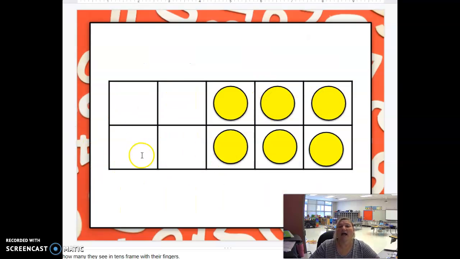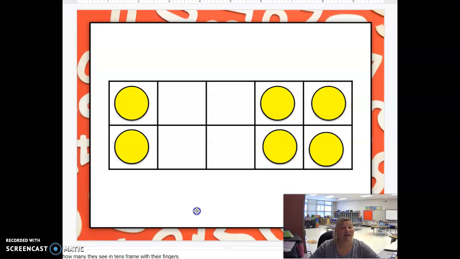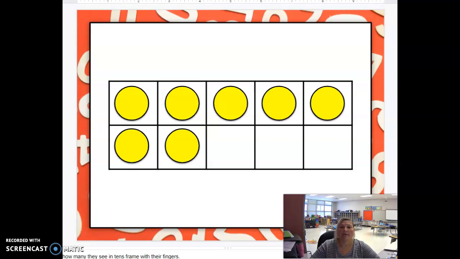All right, how many items do you see in this tens frame? That's right, there's 6. How many do you see now? That's right, there's 6. 1, 2, 3, 4, 5, 6. How many do you see now? Let's count them. 1, 2, 3, 4, 5. There's 5. Wow, what about now? That's right, there's 7. 1, 2, 3, 4, 5, 6, 7.